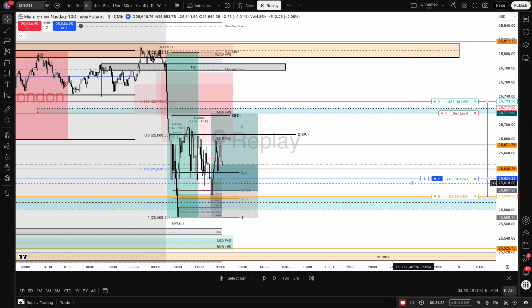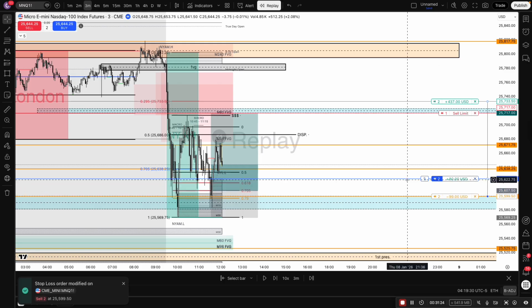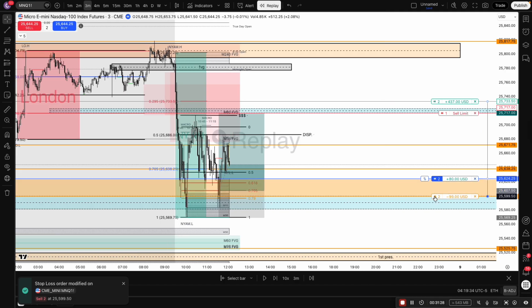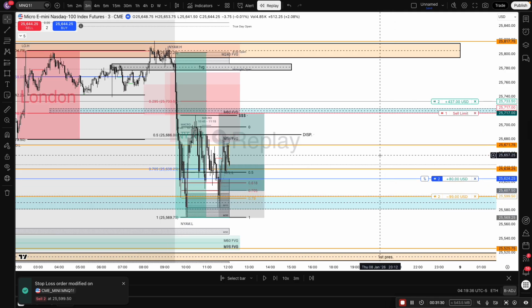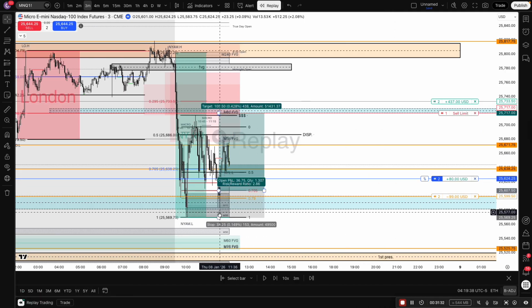All right, okay. Because of that, we could have volatility bumps in the market. I'm going to extend the stop just to that 705 or a little bit lower. I'm going to get my risk a wee bit.